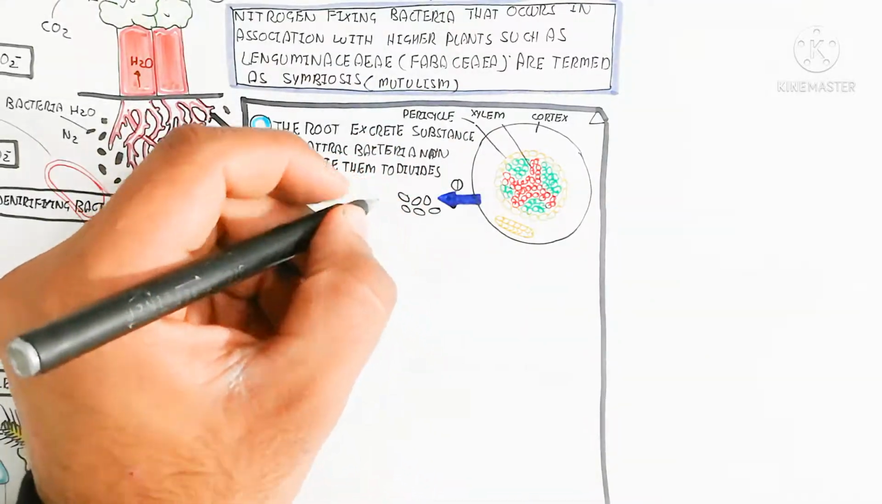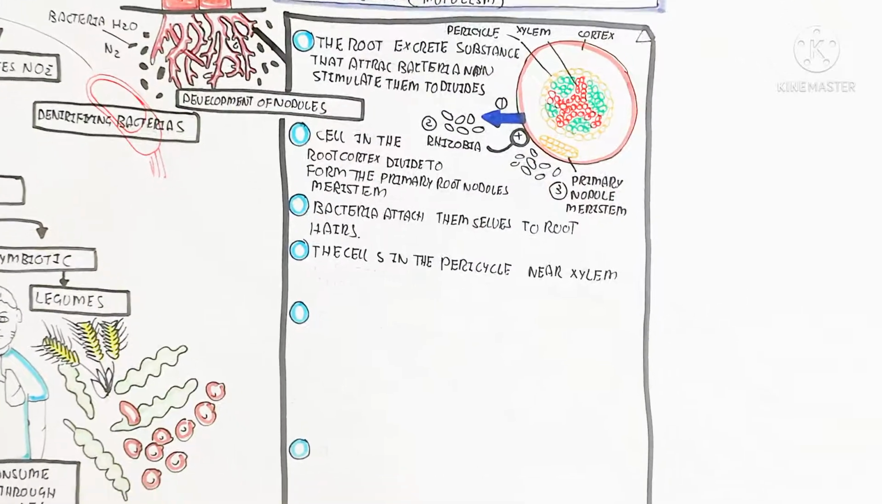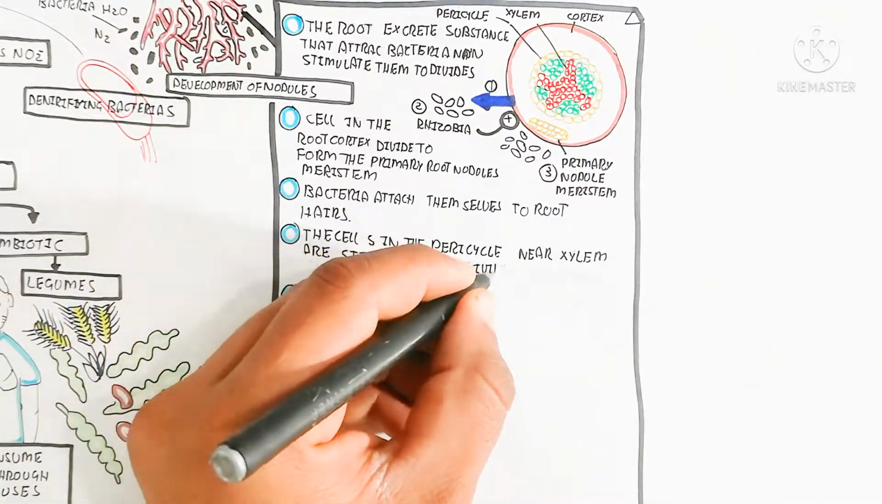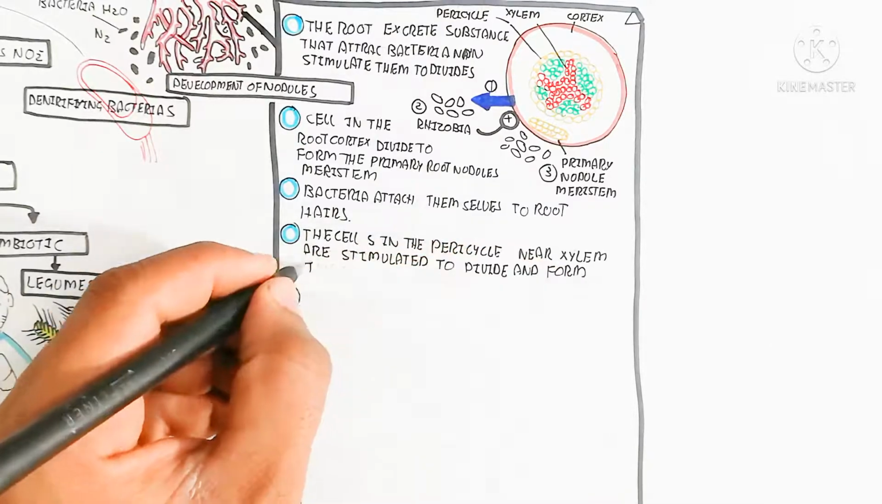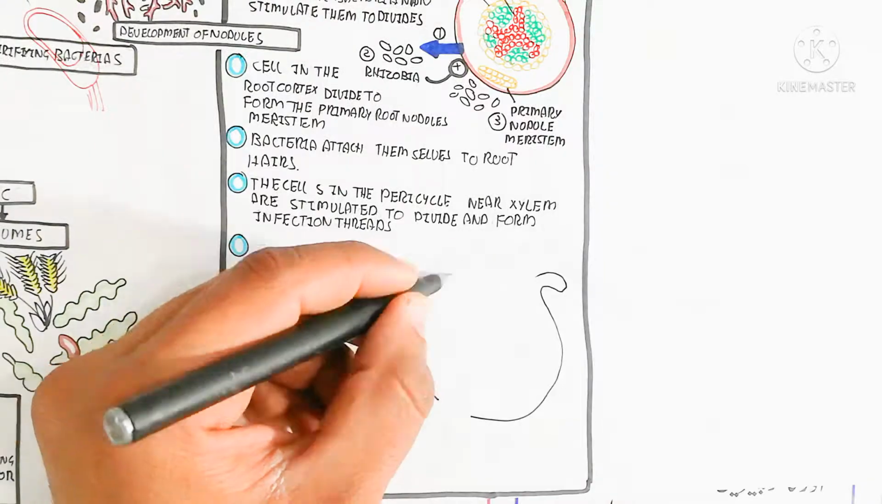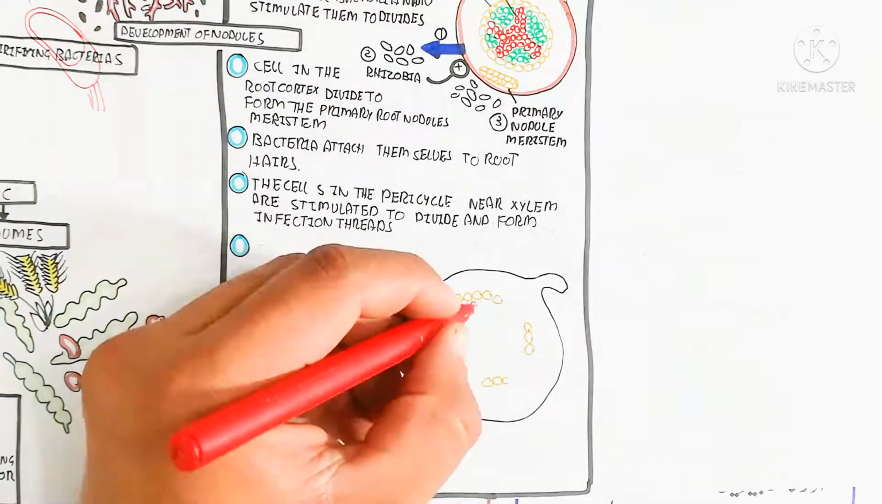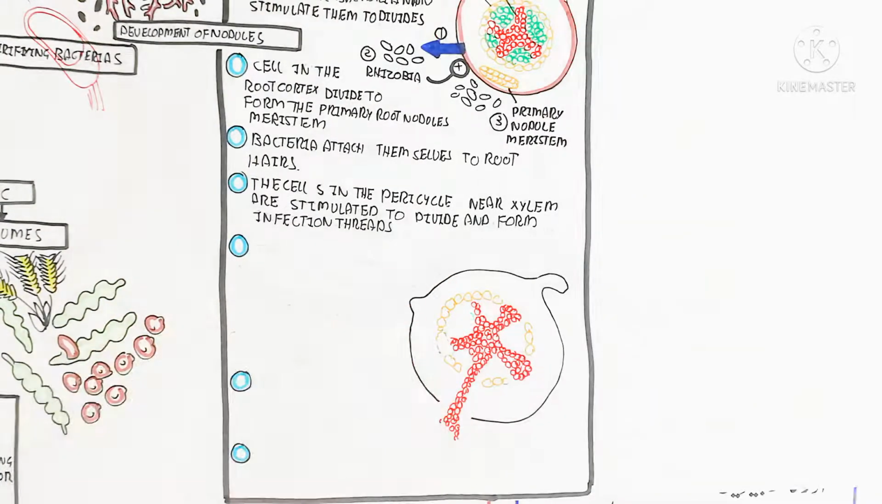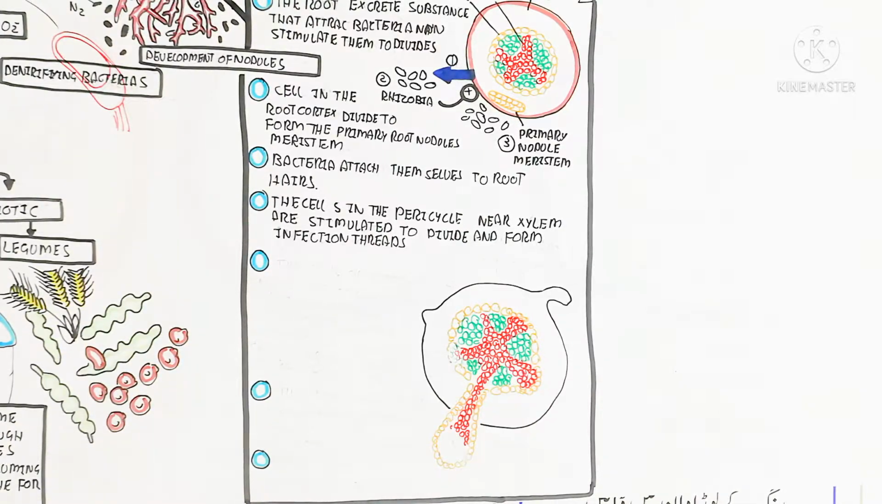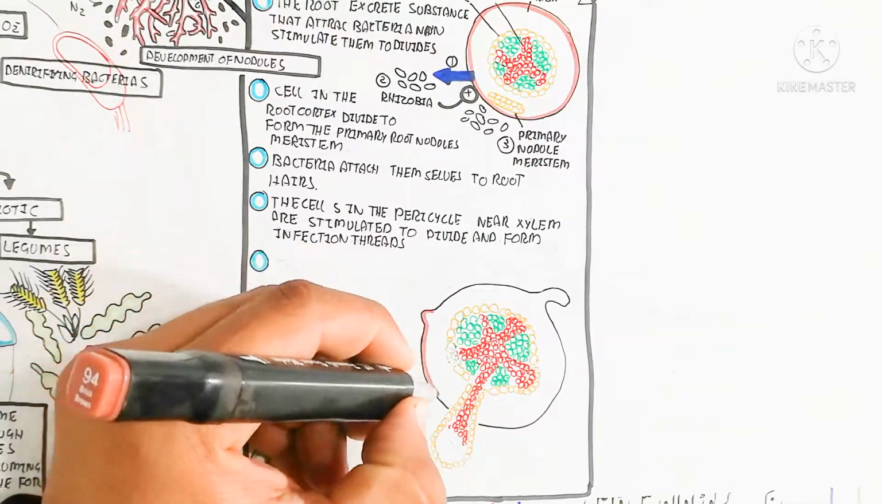Meristem means the plant will divide and differentiate the cells. So the bacteria attach themselves to root hairs. The cells in the pericycle near the xylem are stimulated to divide and form infection threads.